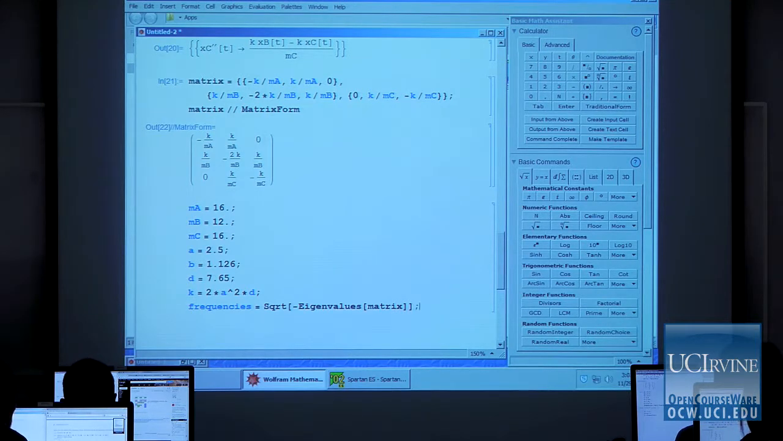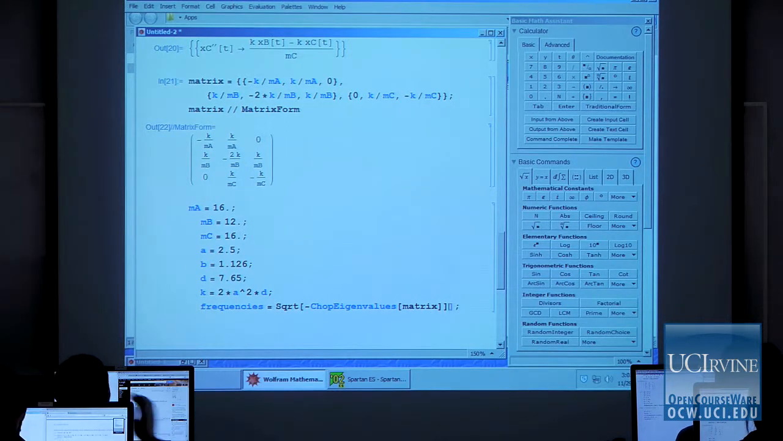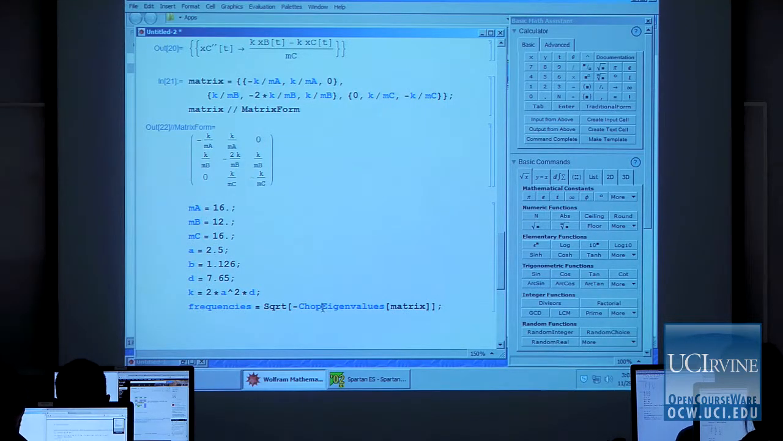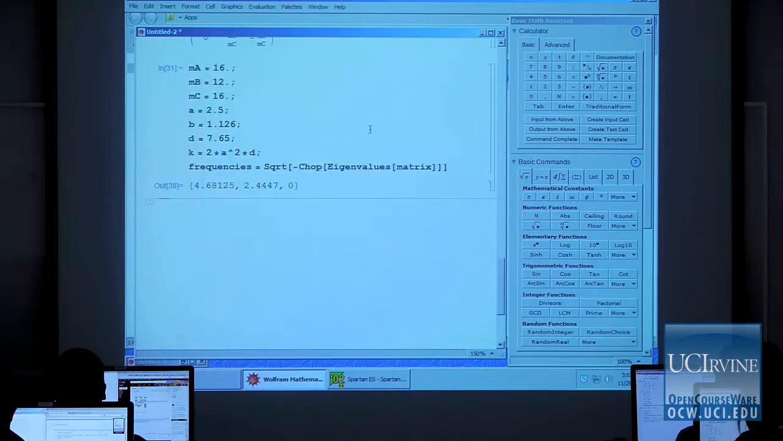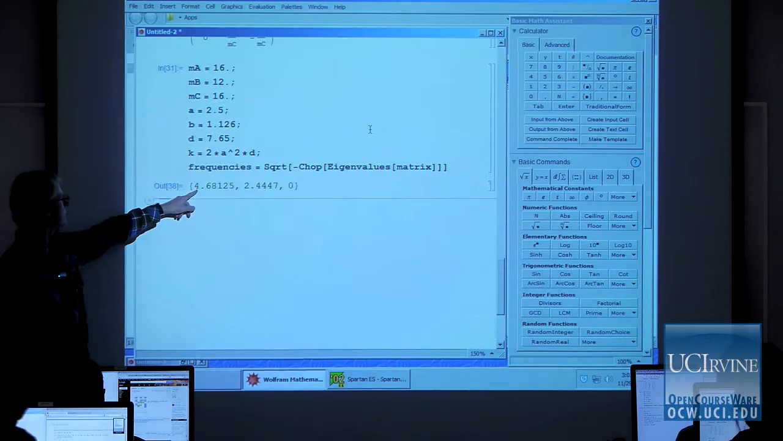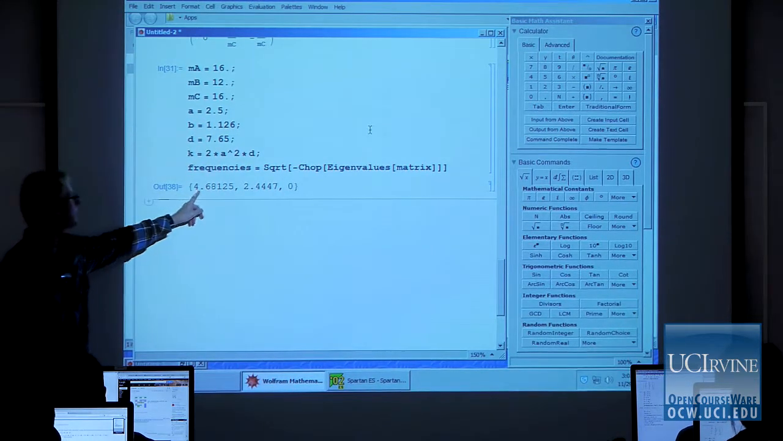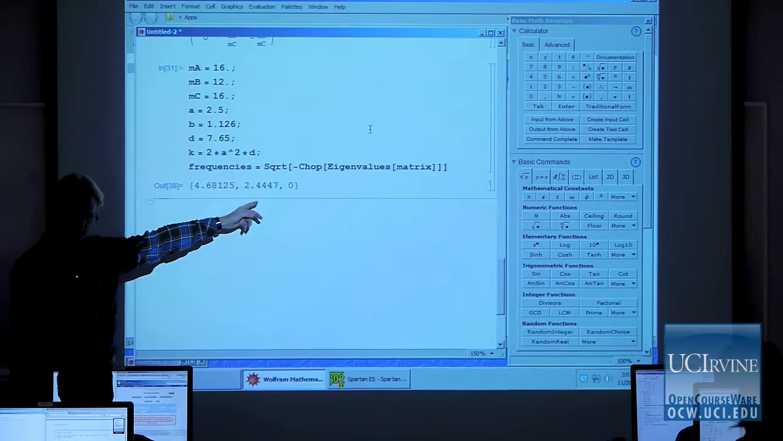Okay. Now, I know from having done this example before that we will benefit by putting in a chop here to get rid of the tiny values that don't mean anything. Chop here and here. Okay. Oh, I want to take off the semicolon. Okay, now we get 3 numbers. So there's 3 modes of motion. One has a frequency of 4.68, another has 2.44, and the other has 0. We'll talk about the 0 in a minute.